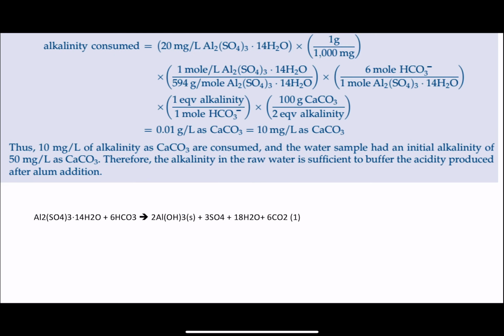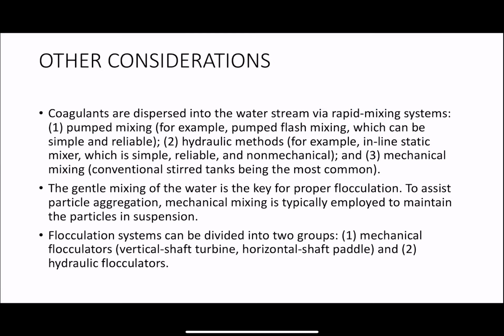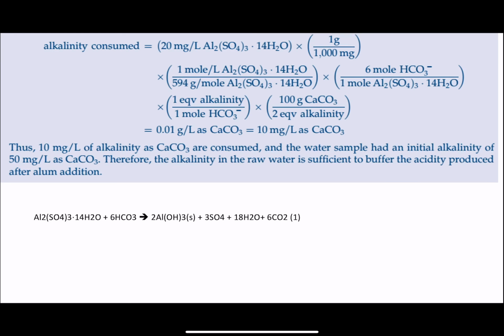So in order to see the alkalinity consumed, we have to look at the equation first. If you have alum, Al2(SO4)3·14H2O, it will react with alkalinity. That's the problem. Look at this. 1 mole of alum will react with 6 moles of alkalinity. This equation is balanced. Of course, to produce this precipitate, SO4, H2O, and CO2.